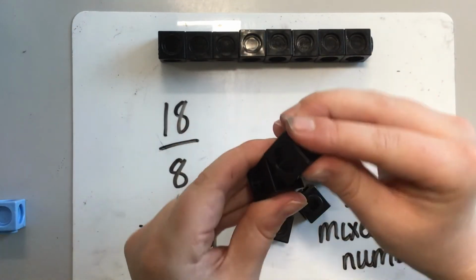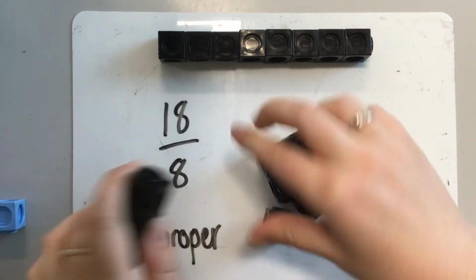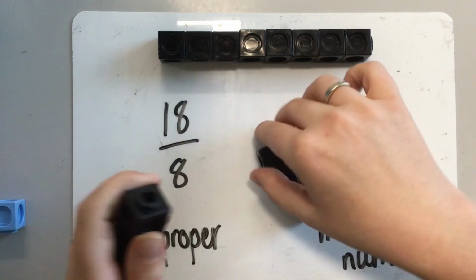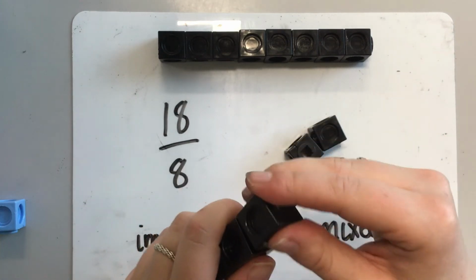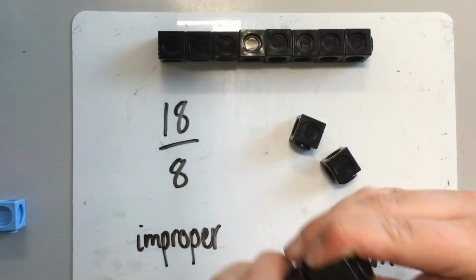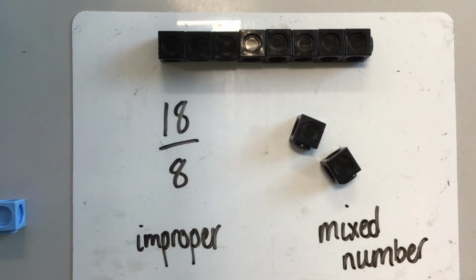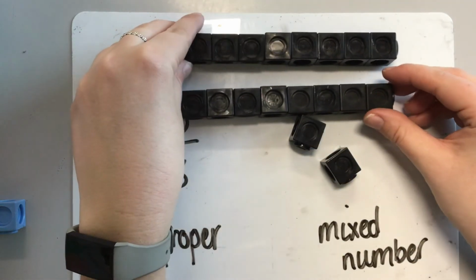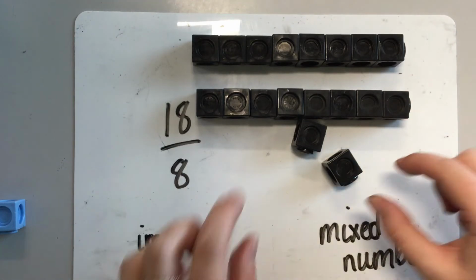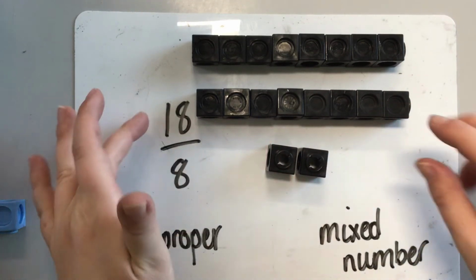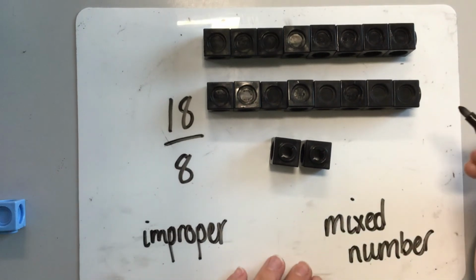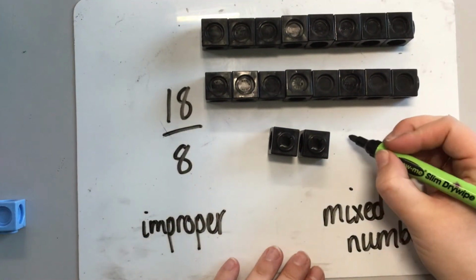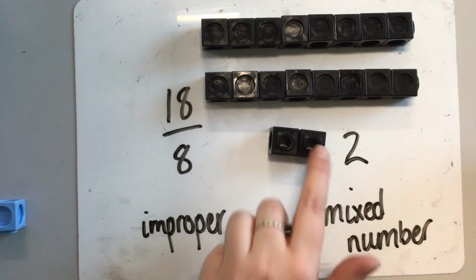Can I make another one? 1, 2, 3, 4, 5, 6, 7, 8. I can make another whole there, but it is an improper fraction. It doesn't go exactly. So 18/8 as a mixed number, I can say I've got 1, 2 wholes, and what fraction left over?